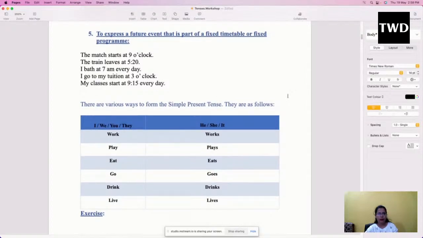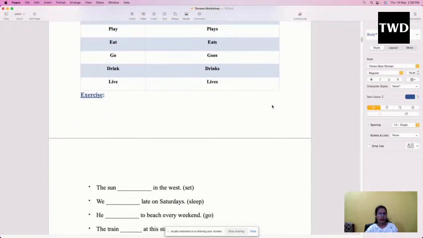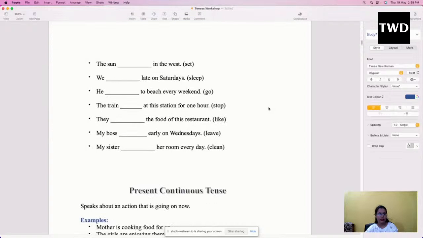Yeah, Ananta, we will be sharing this study material, and try to practice, then it will help you. So here there are some questions. I'm not going to discuss the questions. Please look at it and try to frame it under simple present tense.